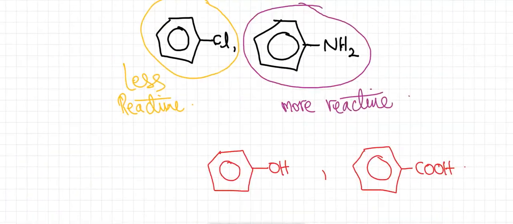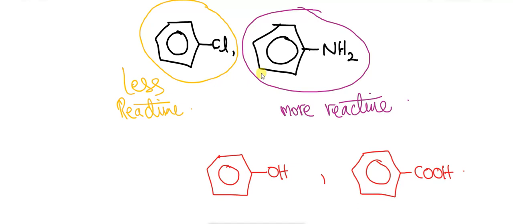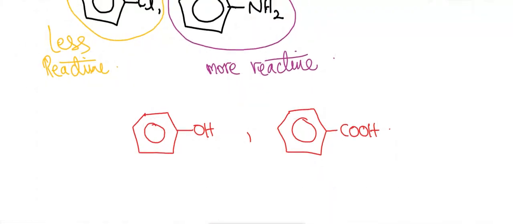Now let's compare a few reactivities. If we compare chlorobenzene with phenylamine, the phenylamine is more reactive because the amine group activates the benzene ring, and the chlorine, being a halogen, will deactivate the benzene ring. So this is less reactive. This is more reactive. And if we compare phenol with benzoic acid, again phenol will be more reactive because the oxygen group will form an extended delocalized pi orbital and make benzene more electron rich, whereas the carbon atom, being partial positively charged, will deactivate the benzene ring.